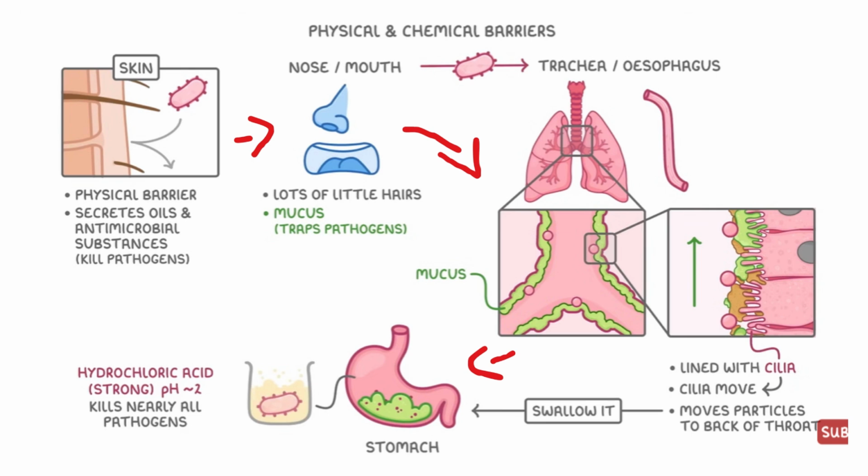Now the trachea is actually going to be lined with a bunch of mucus. The trachea and the bronchioles are all going to be lined with a bunch of mucus. Inside them, they also contain ciliated cells. The ciliated cells, right? They are finger-like extensions of the cell membrane, and they're going to beat upwards.